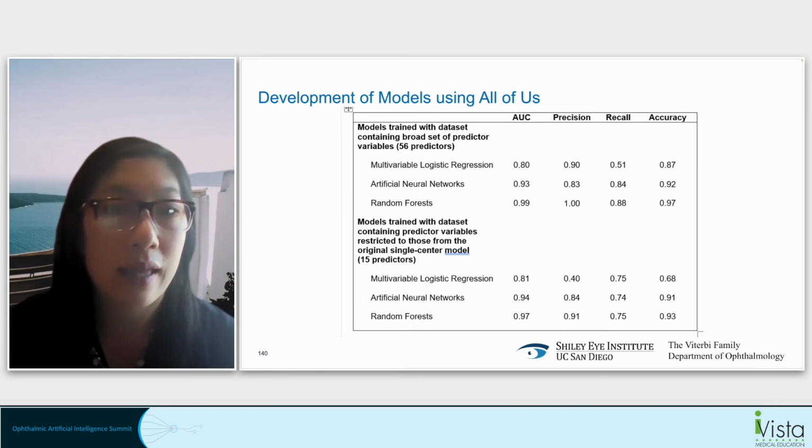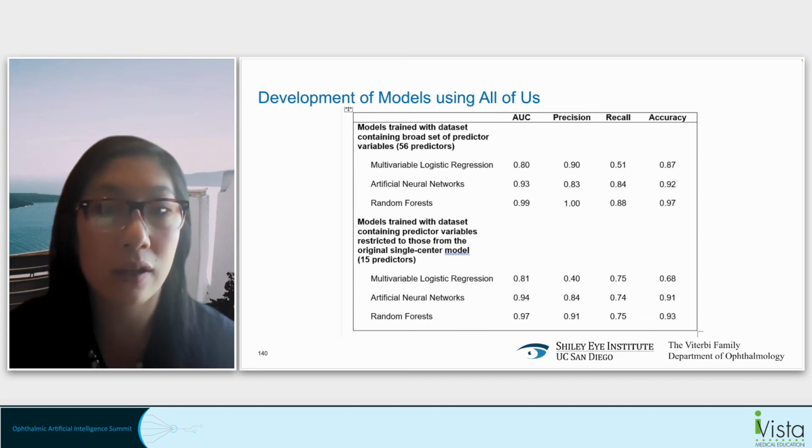And so you can see that, when we did models trained with our All of Us data set, we achieved pretty good predictive performance here. And one of the reviewers who reviewed our work said, well, is it just because you have a lot more predictor variables? What if you limit it to the same variables that you had in the original single center model? So we did that and still retained good performance.